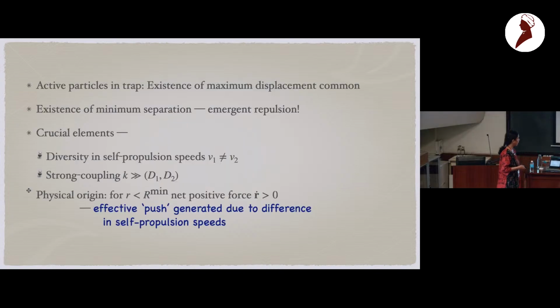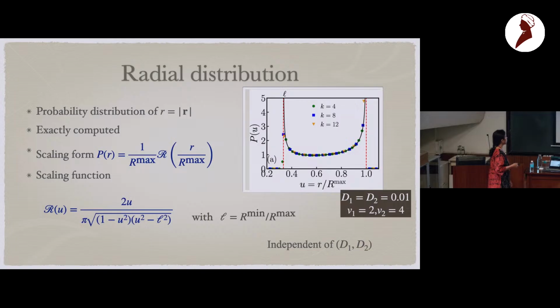So we have an emergent repulsion due to just the difference of the speeds. We can go a bit further. We can compute the distribution of this separation, and it turns out to have such a scaling form. We can compute the scaling function exactly. This is a plot of P of R, with R scaled with R max, for different values of coupling strength. As we see, the weight here is 0, so they cannot really come closer than this. This is done with a finite D, and to leading order it doesn't depend on D.